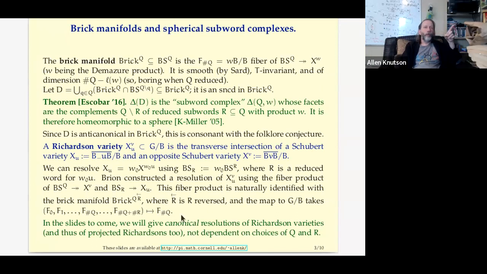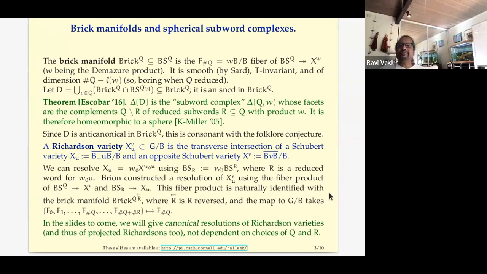What will be true is that, and maybe it didn't say here, but what I forgot to put on this slide is the fact that the SNCD in the brick manifold is anticanonical. So I am taking the boundary of the Richardson, by which I mean the union of all smaller Richardsons, and I'm doing a log resolution of that thing to an anticanonical SNCD. Was that the sort of thing you wanted? You were worried about, or were you worried about the God-givenness? It was the God-givenness I was worried about.